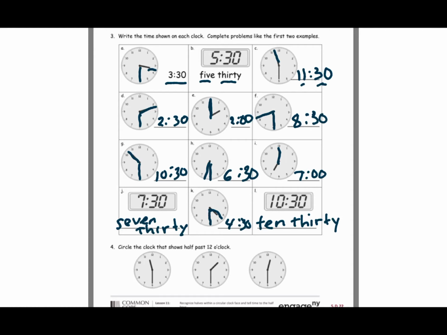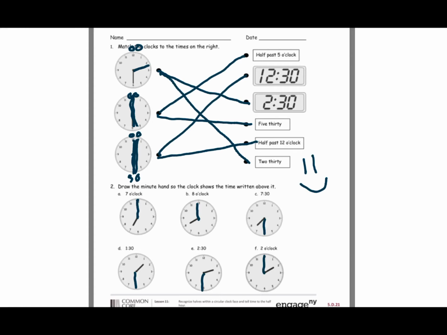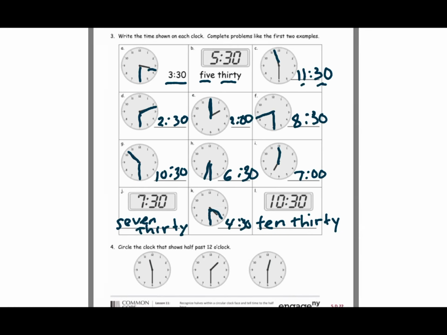Very good, boys and girls. Now at the very bottom, circle the clock that shows 12:30. Remember, half is like the shapes. Half of the clock is when the minute hand is on the 6, because we cut the clock in half, and it wants to show 12:30. Well, let me see. Here's 12:30 there, but my hour hand is not at the 12 yet. It's still pointing to the 11. It's past the 11, so that's 11:30.